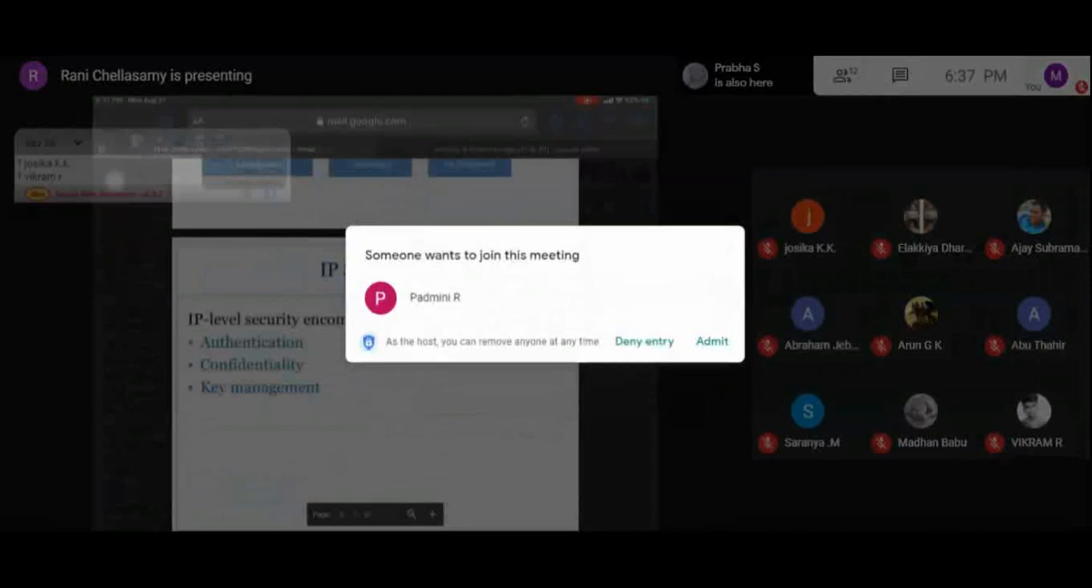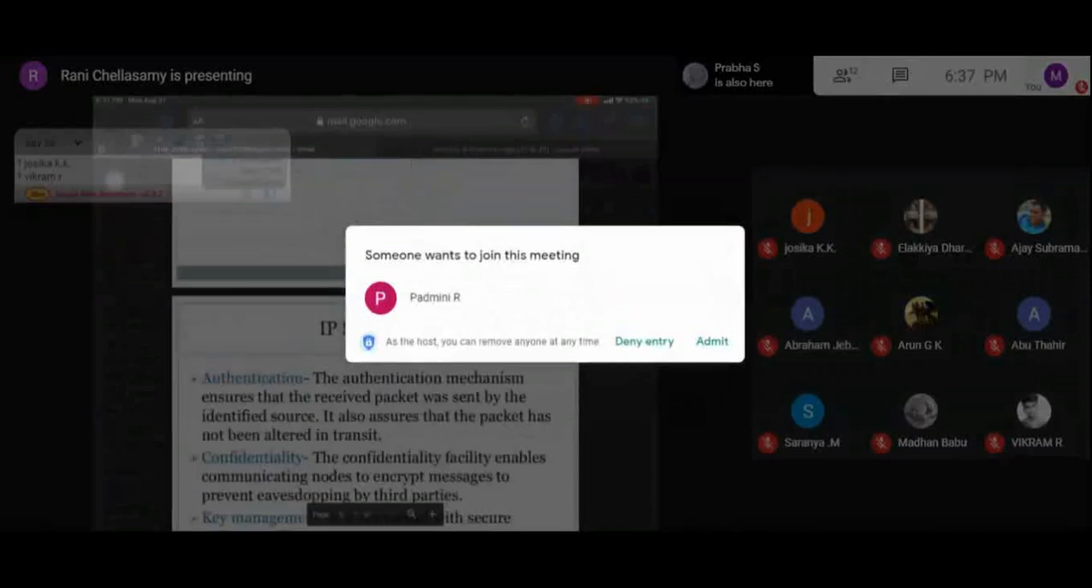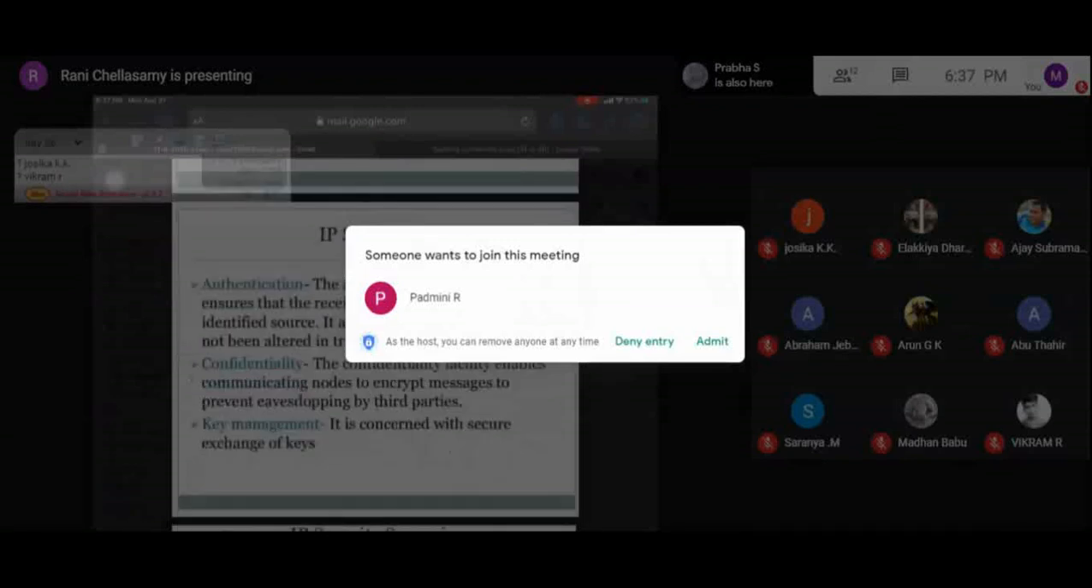What is meant by authentication? Authentication ensures that the received packet was sent by the original source, that is, the sender is identified. It also ensures that the packet has not been altered in between the transmission. That is called authentication.